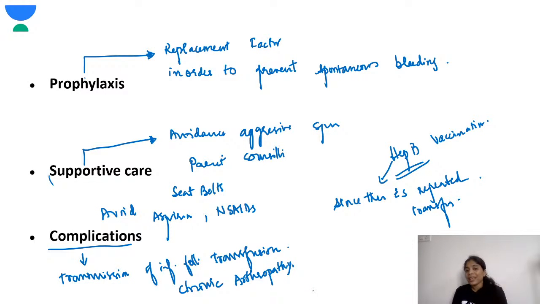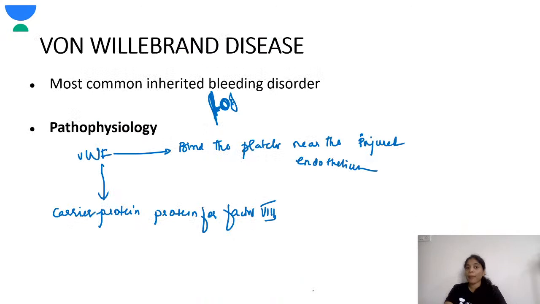The main complication is chronic arthropathy. So forget about everything, this is the main complication, especially in hemophilia. The child who has recurrent joint bleeds can go on to chronic arthropathy. It could be joint deformity. Remember that. Okay, so next, coming to von Willebrand disease.